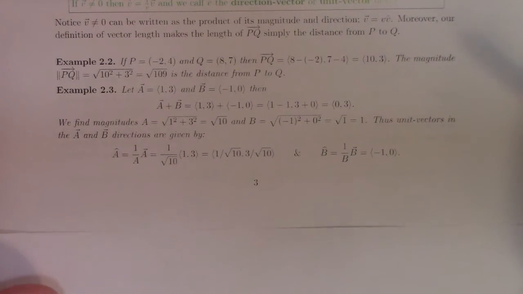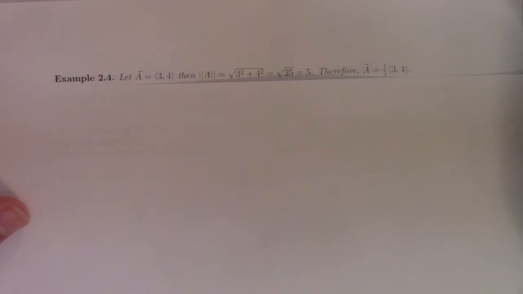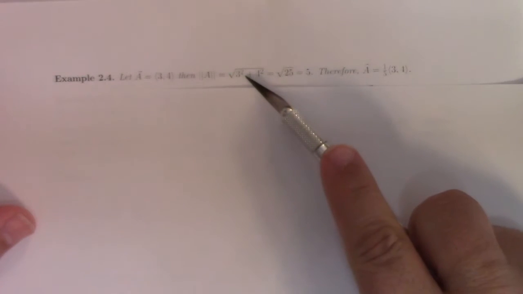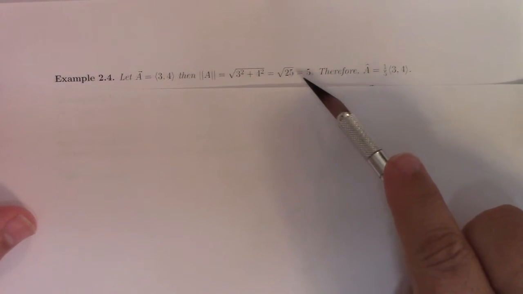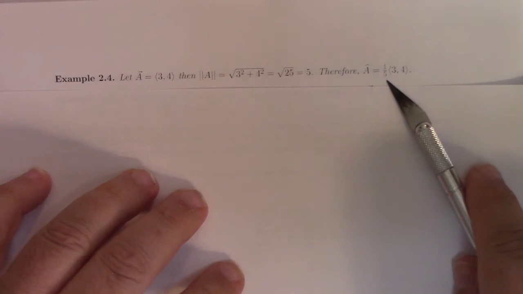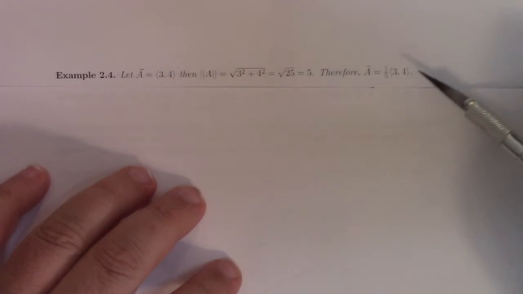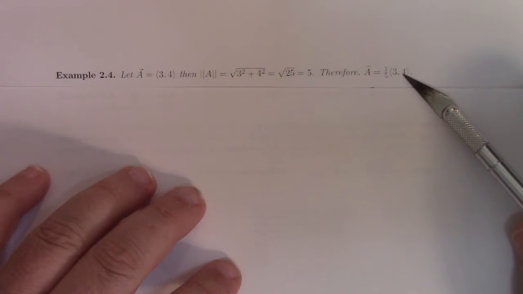Okay? Now, another example. If a is the vector (3, 4), then the length of a is the square root of 3 squared plus 4 squared, which is the square root of 25, which is 5. Consequently, the unit vector in the a direction is 1 over 5 times (3, 4).